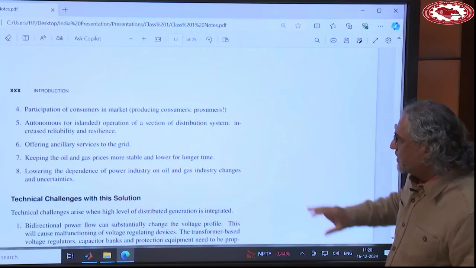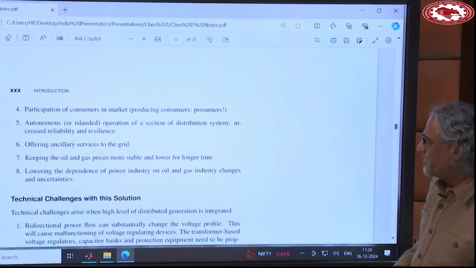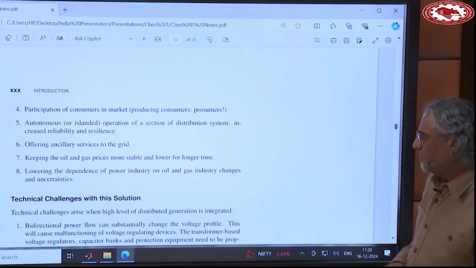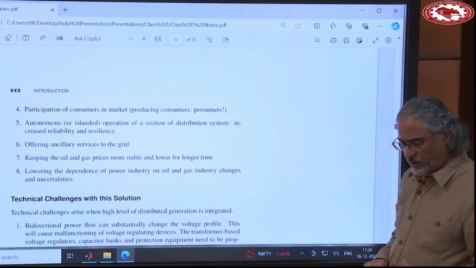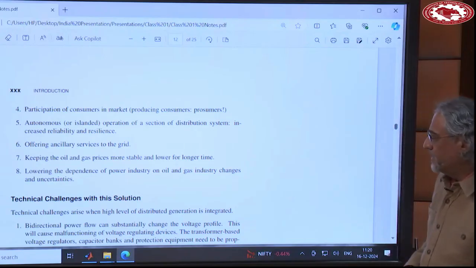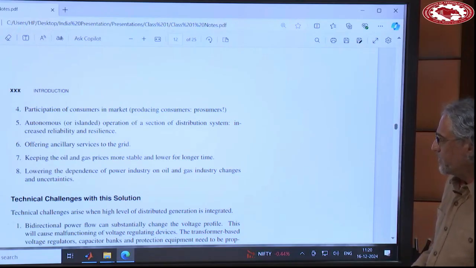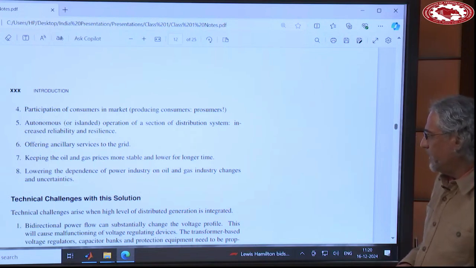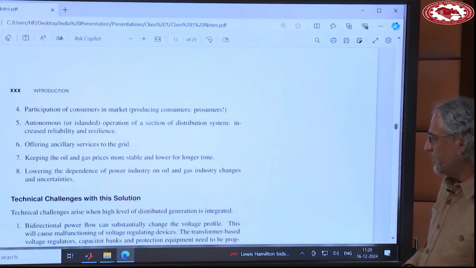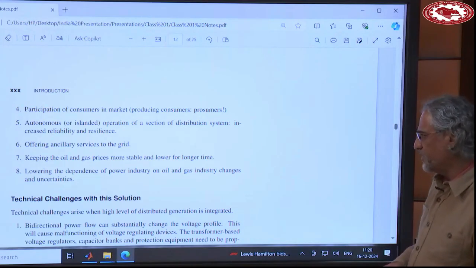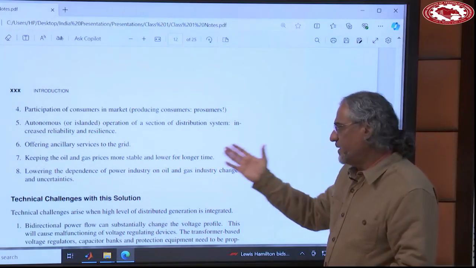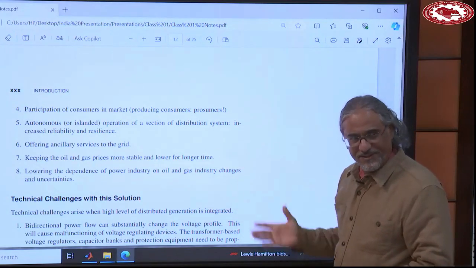These distributed systems can provide ancillary services to the grid. There are many different types of services, and we call them ancillary services. They can provide them to the grid, and they can be reimbursed for that. It also helps keep oil and gas prices more stable and lower for longer times, and lowers the dependence of the power industry on oil and gas industry changes and uncertainties, because this is an industry which has always been very uncertain and dynamic.